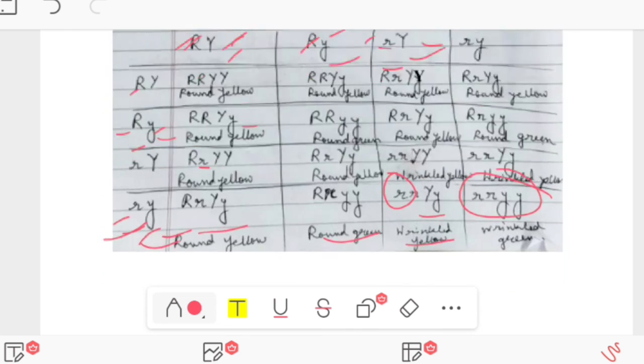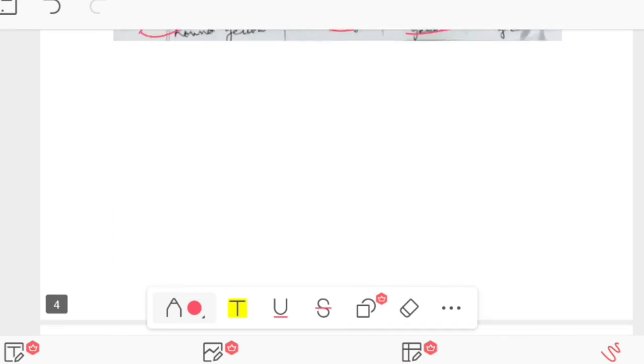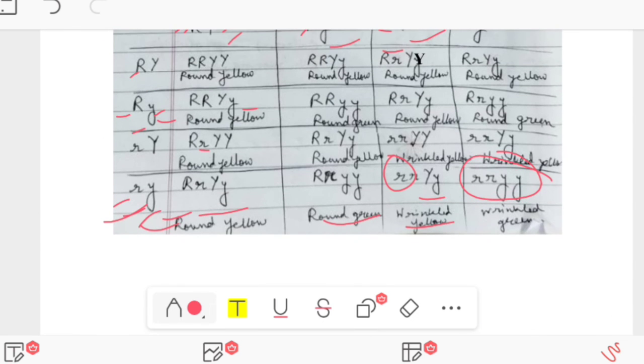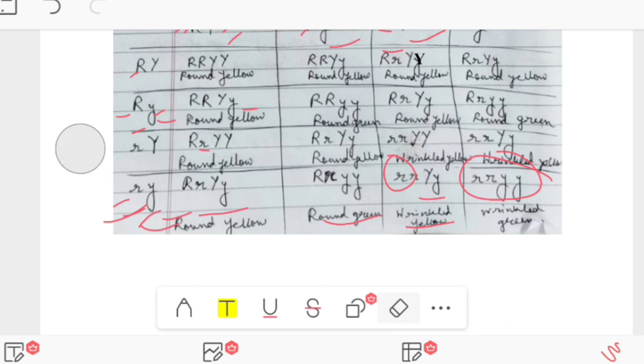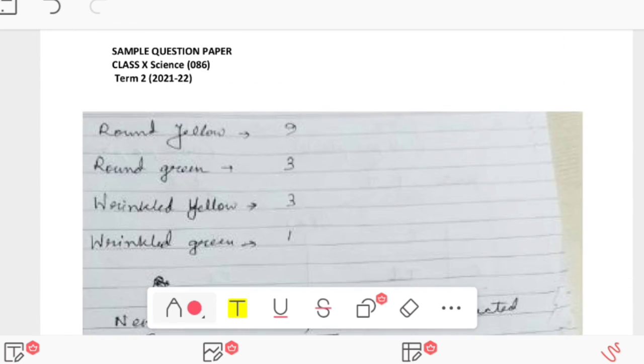Okay. Next, the question is how many seeds with this new combination of characters will be produced when a total of 160 seeds are produced in the F2 generation, explain with reason. So see, after this crossing we have seen that round yellow are 9 in number. See, 1, 2, 3, 4, 5, 6, 7, 8, 9. So round yellow is 9.